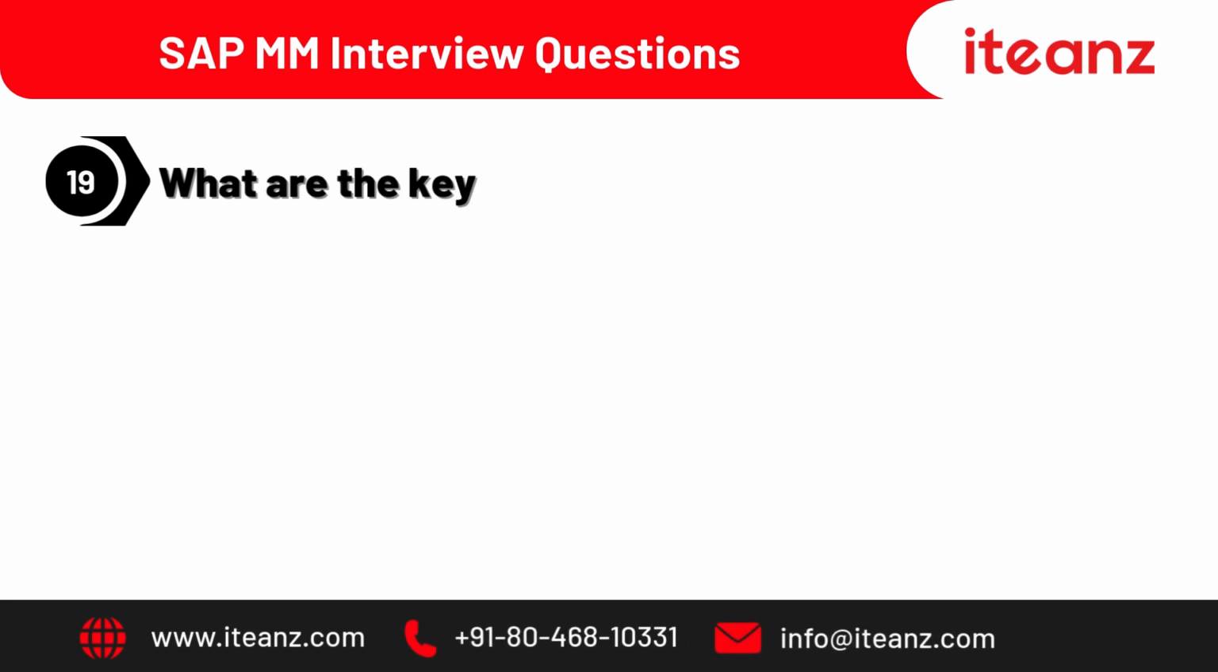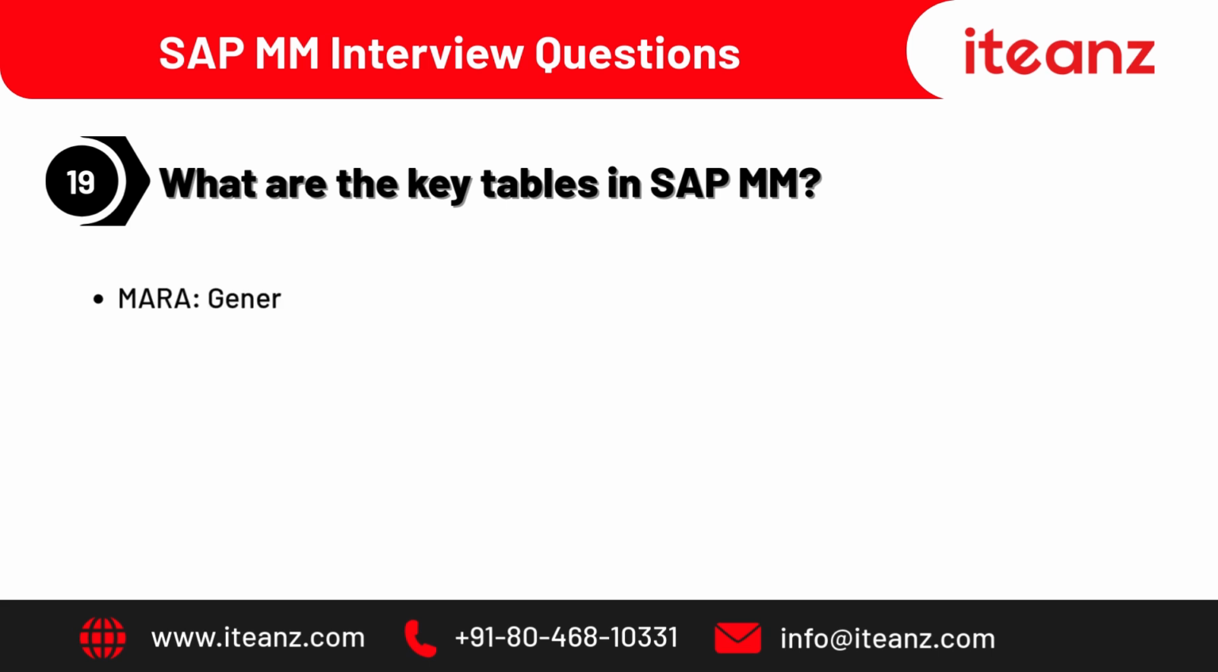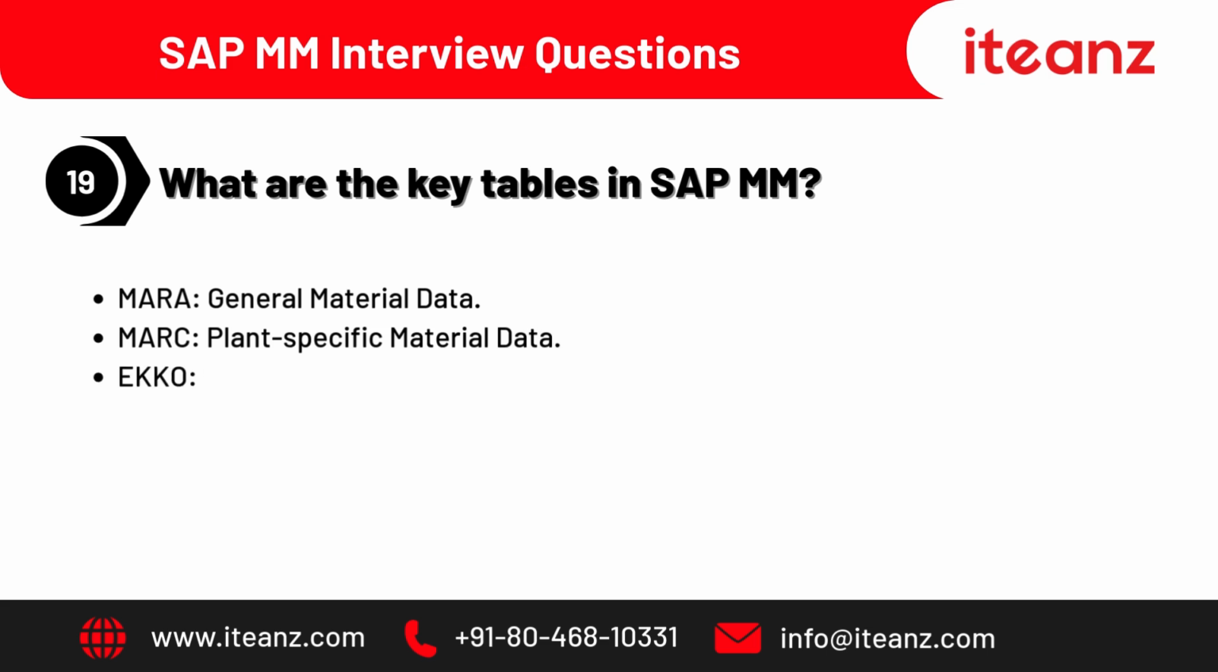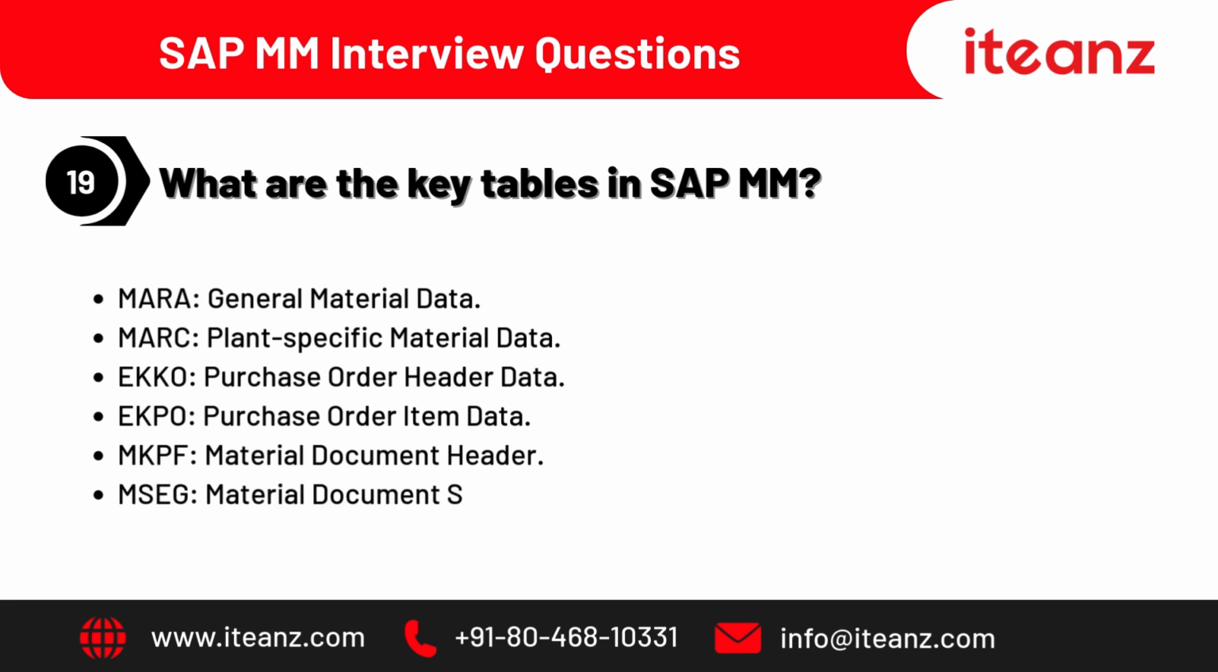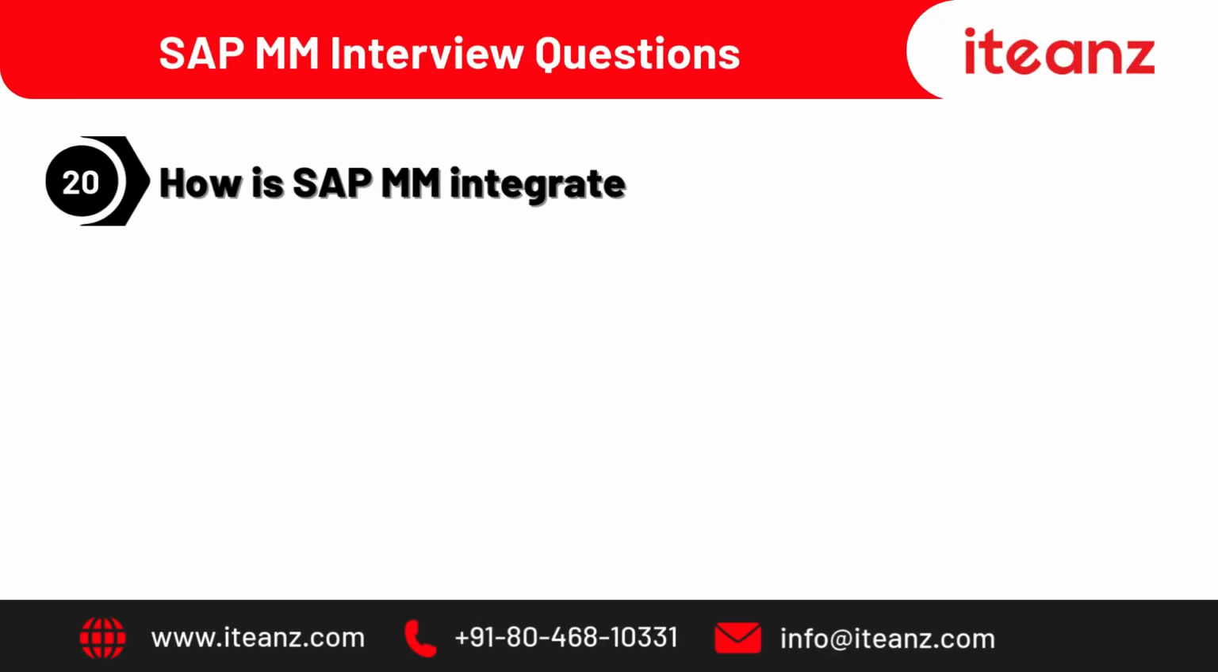What are the key tables in SAP MM? MARA, General Material Data. MARC, Plant-Specific Material Data. EKKO, Purchase Order Header Data. EKPO, Purchase Order Item Data. MKPF, Material Document Header. MSEG, Material Document Segment.